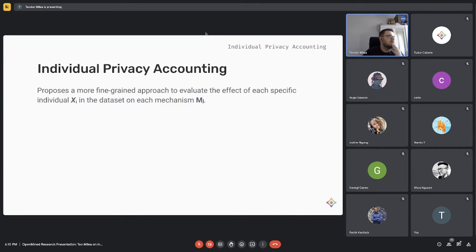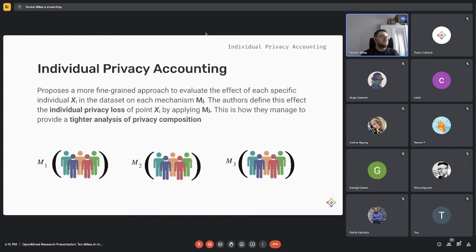So the solution the authors propose is individual privacy accounting, where they have this fine-grained approach where they actually evaluate the effect of each individual in the data set for each mechanism M_j. And yeah, they call this individual privacy loss. And of course, this could allow for a tighter analysis of privacy composition.